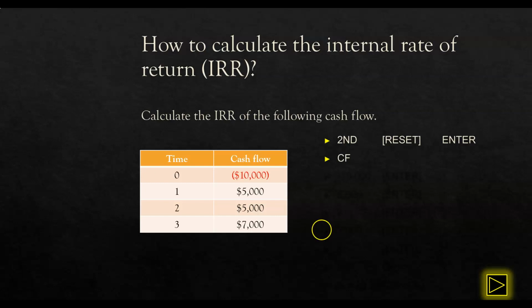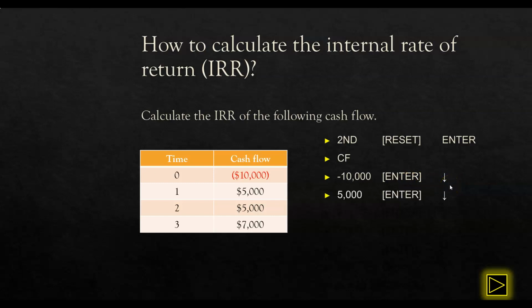And then once you're in the cash flow worksheet, you just one by one enter the cash flow. So the first thing that you have to enter here is your initial cash flow. By initial cash flow, I mean the cash flow that happens at time 0. In this case, you're making an investment. You're contributing $10,000 to this investment. So you put in negative $10,000. You enter that, and then you go to your next cash flow by pressing the downward arrow key.